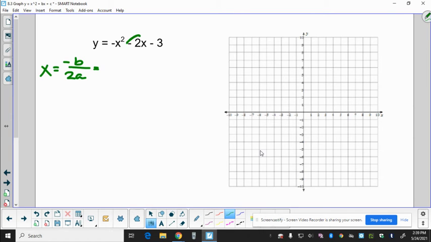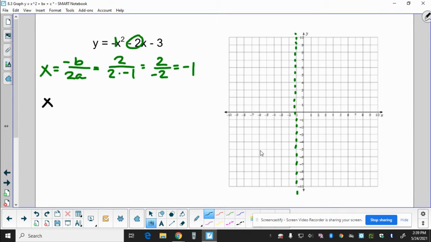-b will be a -2. That'll make a 2, all over 2 times... Now what is a in this case? It's actually a -1, I'm sorry. So this is going to give you 2 over -2 after you multiply. -1 is the answer. That is the line of symmetry. X equals -1. Let's put that in the graph right now.